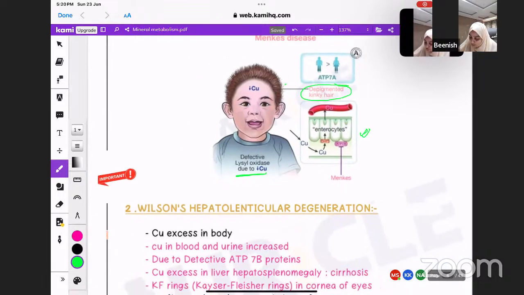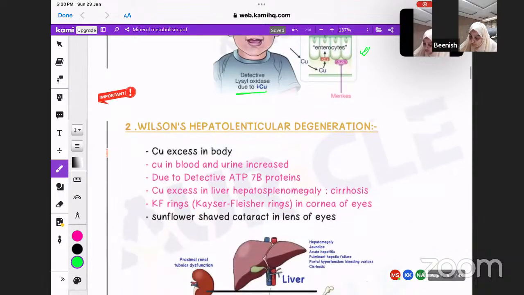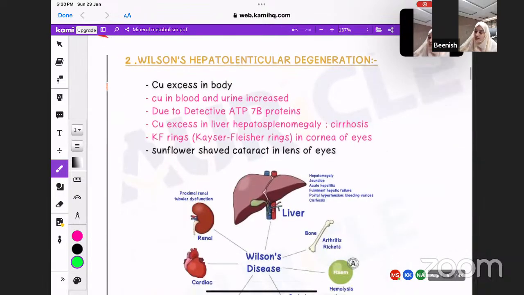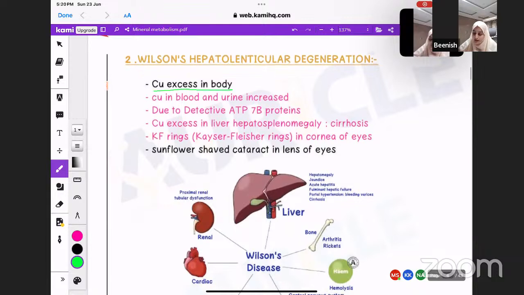Okay. Now talking about another disorder related to copper, that is Wilson's disease, hepatolenticular degeneration. Here copper is in excess in the body. In Menkes there was deficiency of copper. Now in Wilson's, what is happening in the body? Copper in blood and urine is increased.